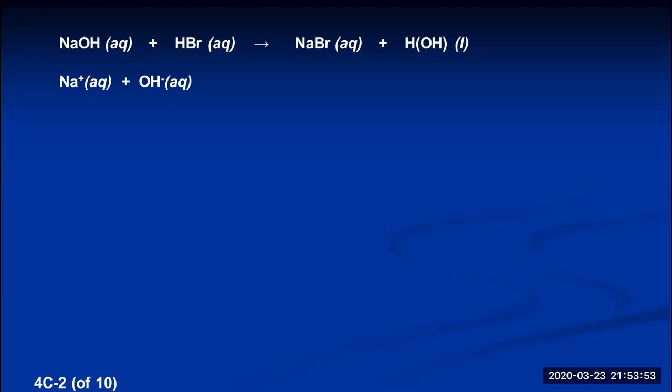Hydrobromic acid is one of the strong acids we talked about just a moment ago. Every single HBr will ionize in water. It exists in solution as hydrogen ions and bromide ions. On the product side, sodium bromide is a soluble ionic compound, completely dissociates into sodium ions and bromide ions.